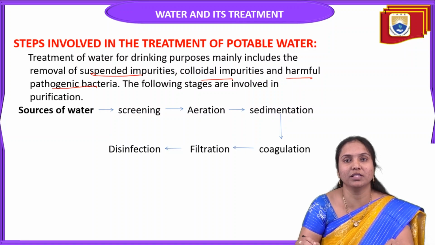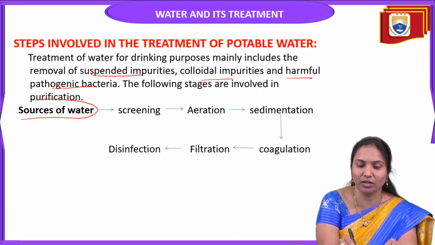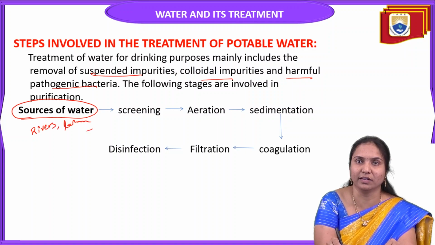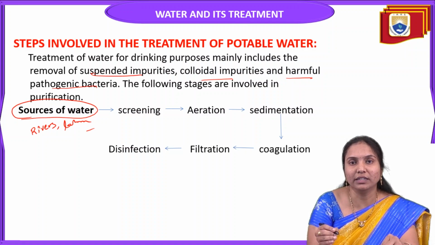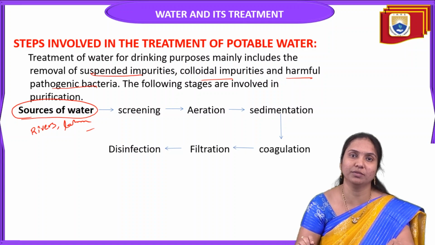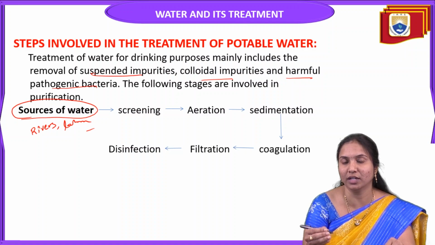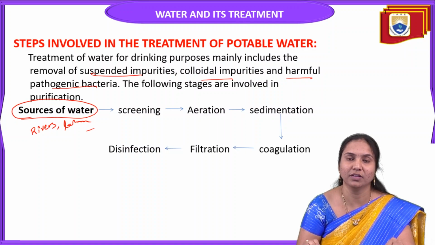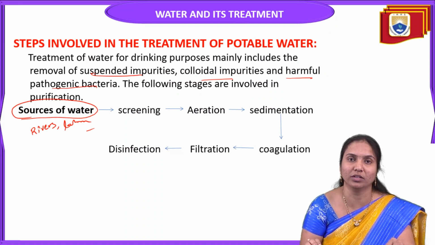So what are the steps involved in the treatment of potable water? The main source of water is rivers, lakes, ponds, etc. These contain many impurities like floating materials, wood pieces, leaves, papers, or any suspended or colloidal impurities present in this water. This water is collected by municipalities and supplied for our domestic usage. So before the supply, they have to remove all these impurities from this water.